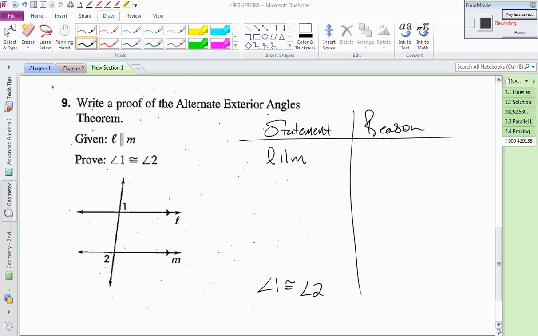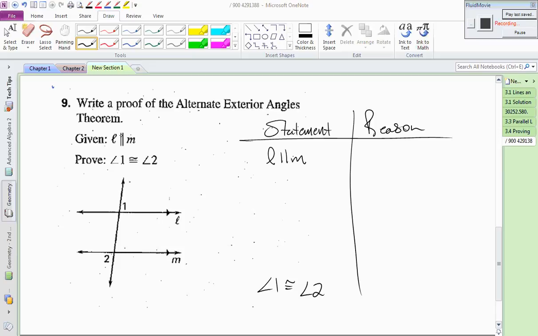Okay, to prove question 9, we're actually writing a proof of the alternate exterior angles theorem. So we can't use the alternate exterior angles postulate or theorem as a reason. If we could, it would be a one-step proof. So what we have to do is use our other special angle pairs. All the other ones are okay to use now.